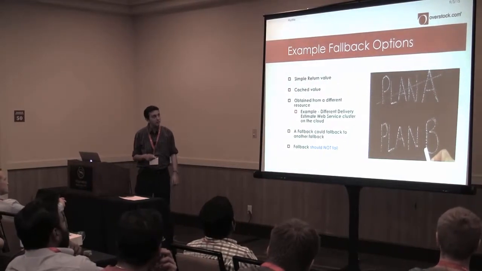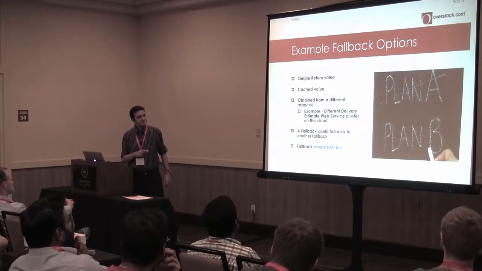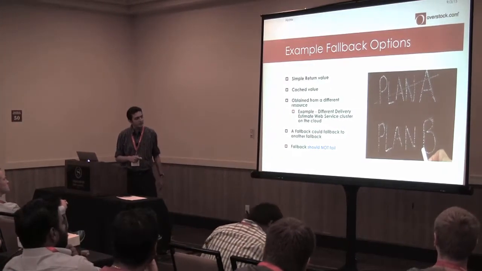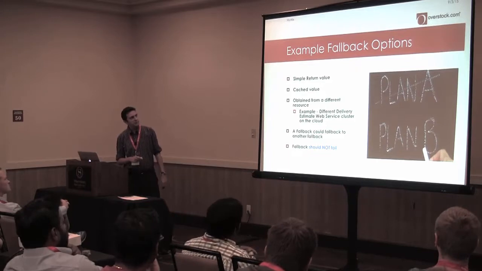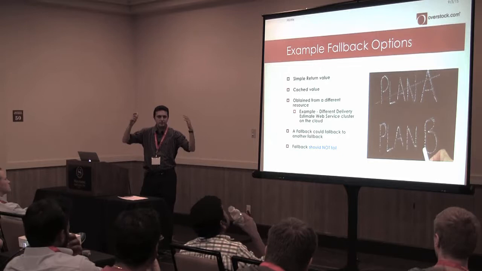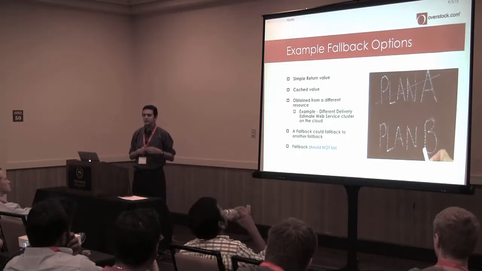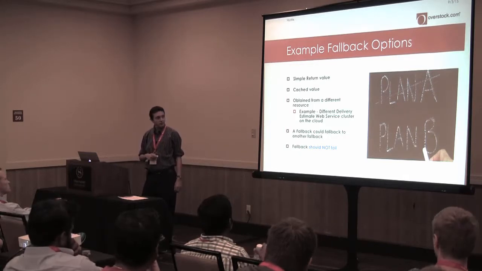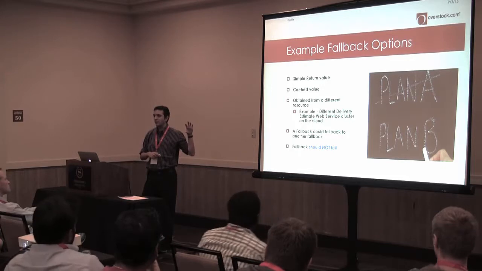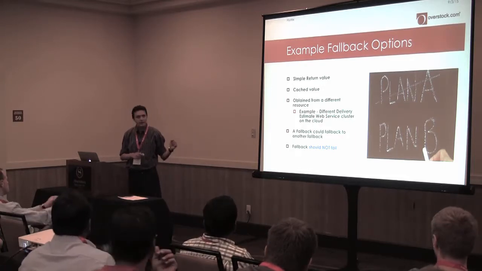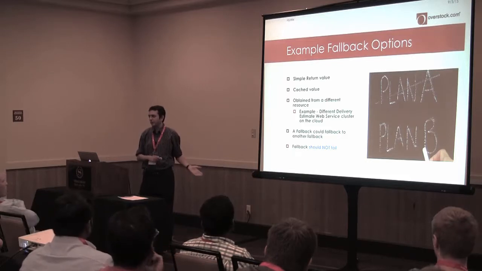Some fallback options that you can do: return back a simple value. You could return back something from a cache if it makes sense and you have a cache. You can obtain that back from a different resource. Our TechOps people are now standing up a DR center down in North Carolina. So maybe if you started experiencing issues with the delivery estimate web service, we could create a new Hystrix command as part of the fallback to call out to North Carolina to get the delivery estimate for a period of time until our primary service starts coming back up.